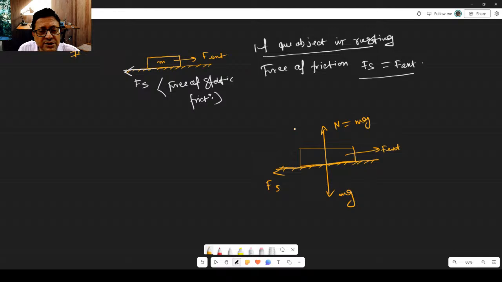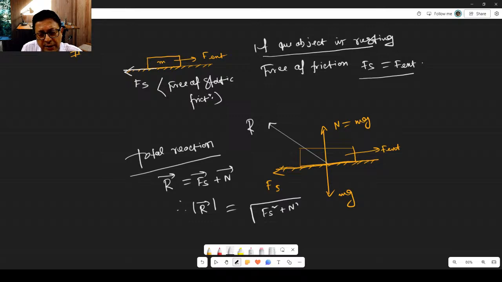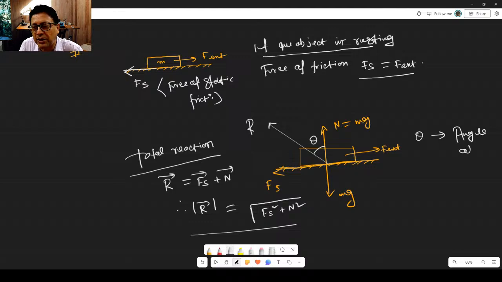The resultant of these two forces is called total reaction. Okay? So we are defining total reaction. Total reaction is what then? Total reaction is the resultant of N and Fs. This R vector equal to Fs plus N, and mod R, total reaction, will be the square root of Fs square plus N square. Alright? At this moment, this angle theta is called angle of friction. This is called angle of friction.